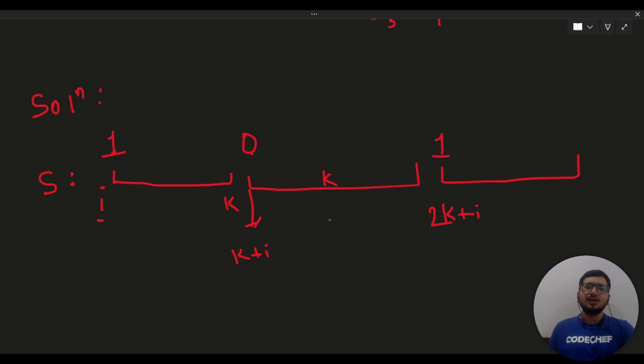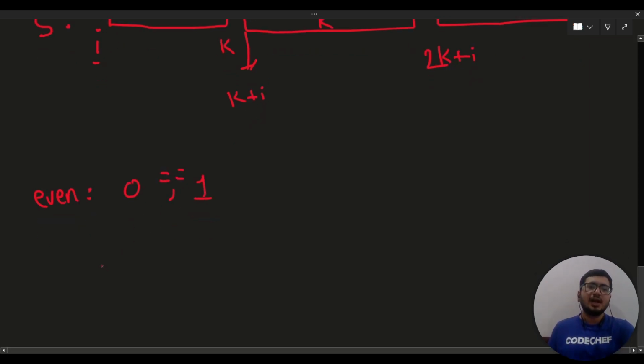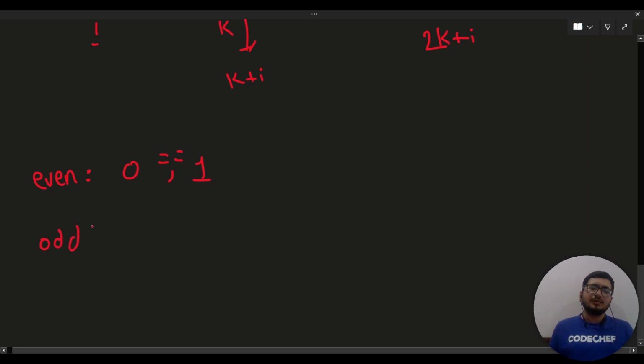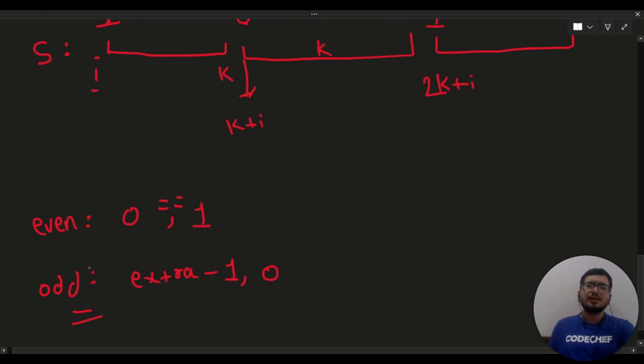Now, if this chain has an even length, then we will use an equal number of zeros and an equal number of ones, right? The count will be the same. But in case it is odd, we will obviously have zeros and ones, but we'll have an extra. This extra can either be a 1 or it can be a 0. We'll come to this later. For now, let's see the chain.